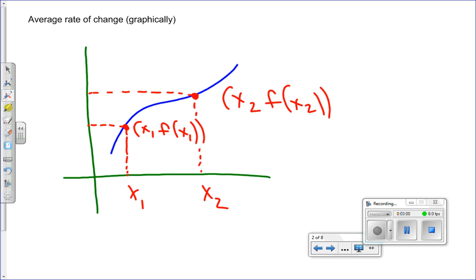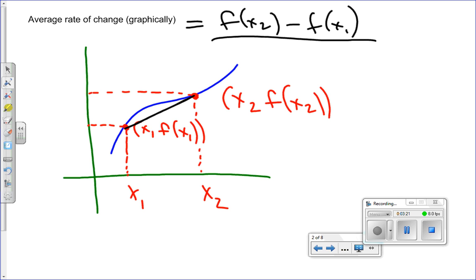So if I want to find the average rate of change, it's going to be the line that connects these 2 ordered pairs. And that's nothing more than slope. So the average rate of change is equal to f of x2 minus f of x1, divided by the difference of the x values. And you might recall from your geometry that this is nothing more than y2 minus y1 over x2 minus x1.